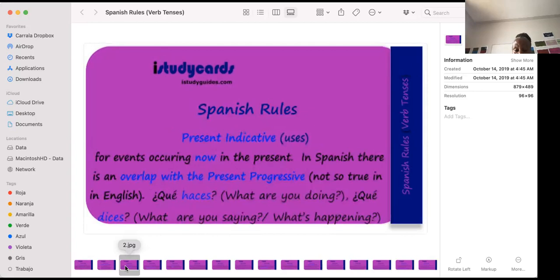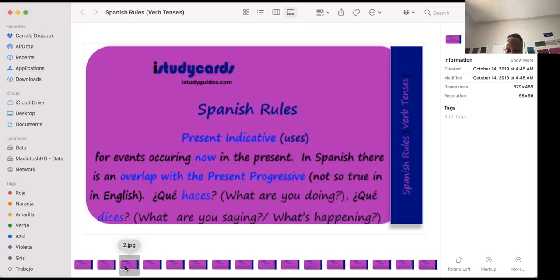We're still talking about the present indicative for events occurring now in the present. That is not necessarily true in English. In Spanish, there is an overlap with the present progressive. So where in English, sometimes you would use the present progressive, in Spanish, you still use the present indicative. It's sometimes called the simple present. This is not true in English.